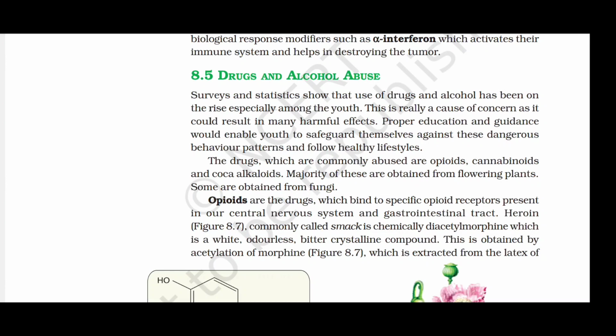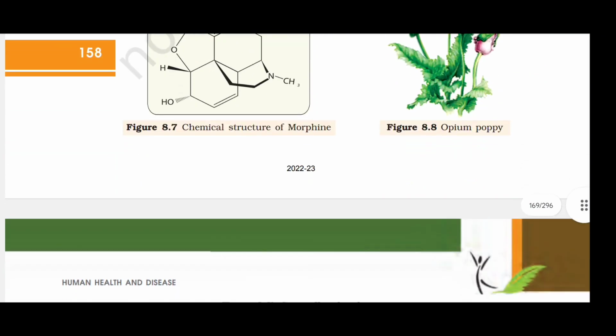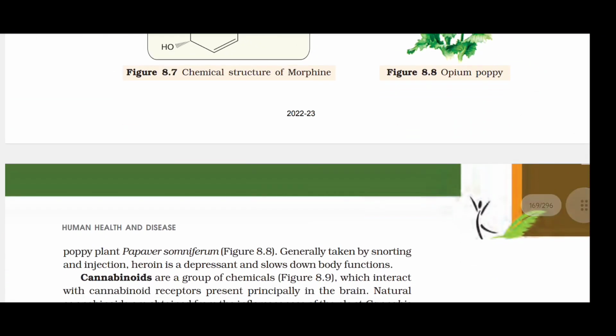Heroin, commonly called smack, is chemically diacetylmorphine, which is a white, odorless, bitter crystalline compound. This is obtained by acetylation of morphine, which is extracted from the latex of the poppy plant Papaver somniferum. Generally taken by snorting and injection, heroin is a depressant and slows down body functions.